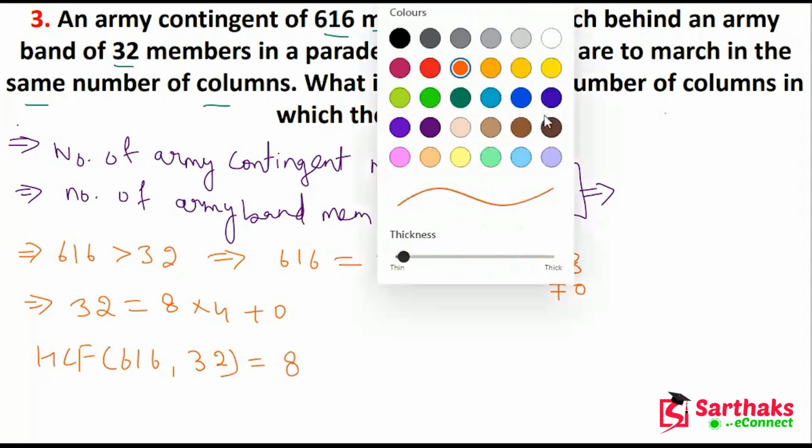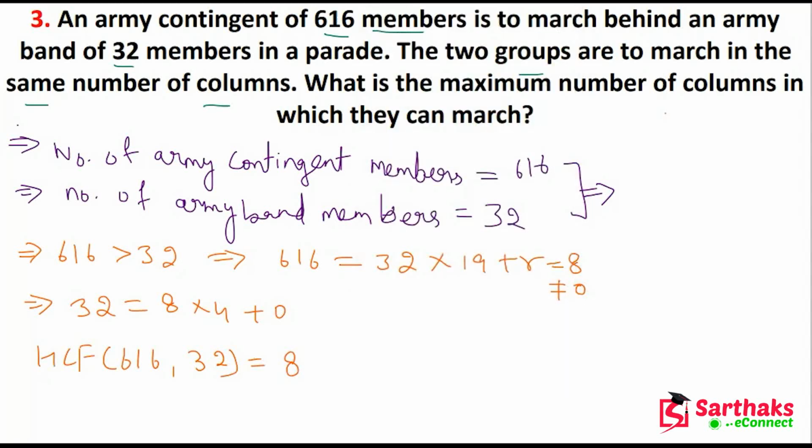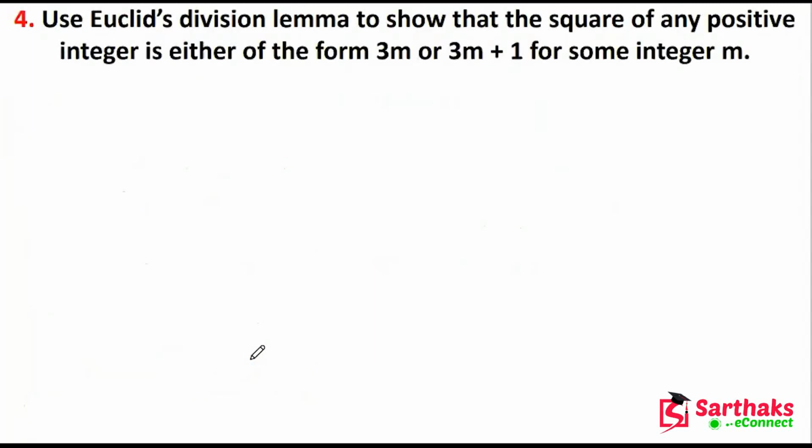So I hope you got this point. Okay, so our HCF is 8. So friends, the maximum number of columns in which they can march is 8. Okay. Now we will move on to the next question.